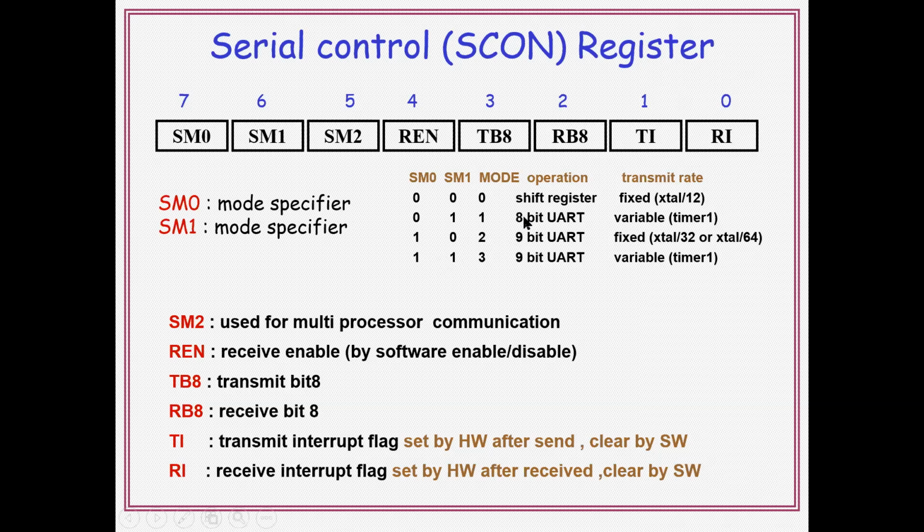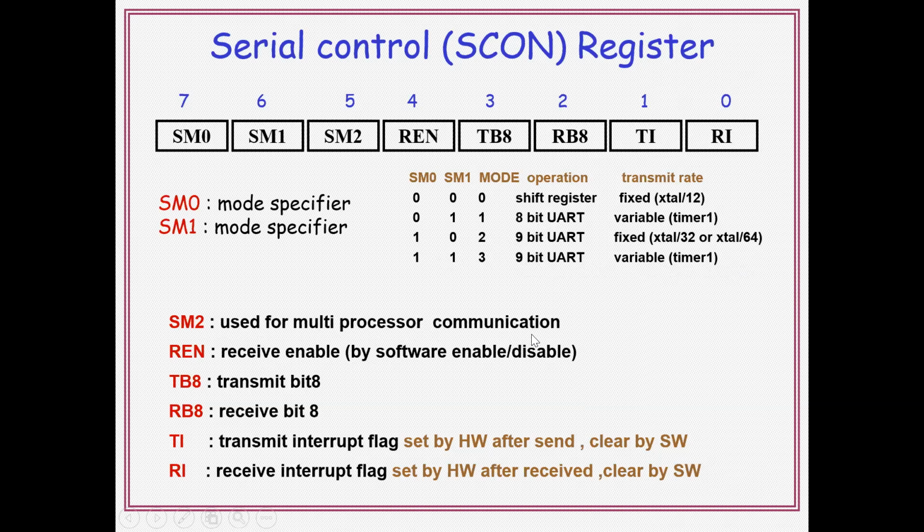And mode 1 is 10 bits: start, stop, and then 8 data bits. So here last, mode 3, 9-bit UART, and the transmission rate or receiving rate is variable. It depends on the timer 1 auto reload function, called mode 2. And SM2. SM2 is used for multi-processor communication.